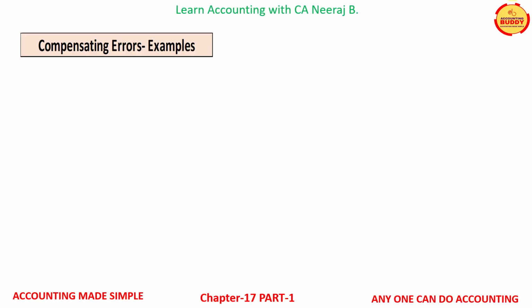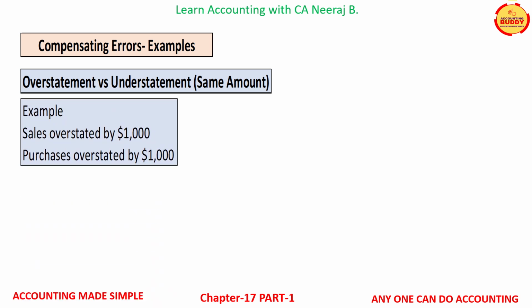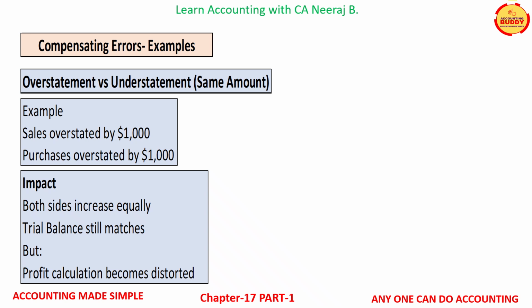Let us understand more about compensating errors with examples. Compensating errors may occur due to the overstatement or the understatement of the same amount. For example, sales and purchase are both overstated by $1,000 is an example of compensating error. As a result of such error, both debit and credit sides are increased equally. Therefore, the trial balance will still match, however, the profit calculation will be distorted.